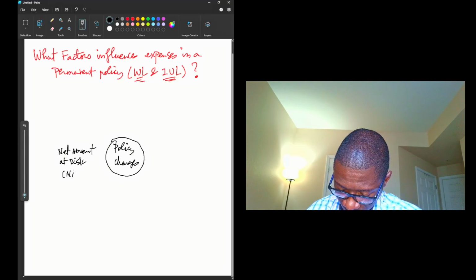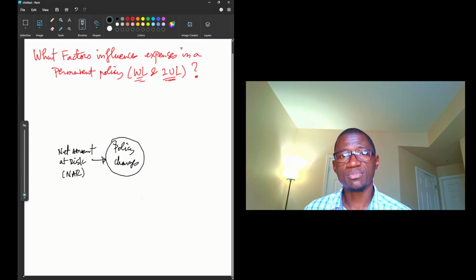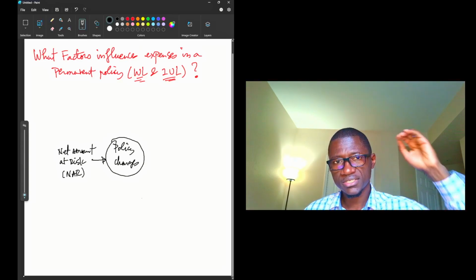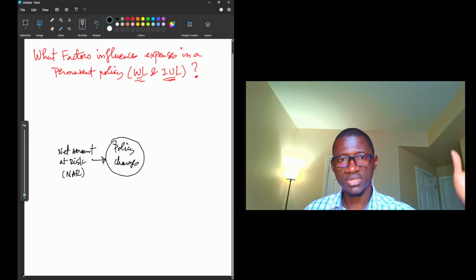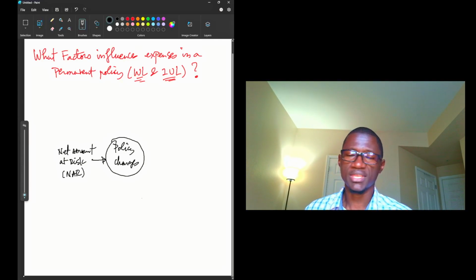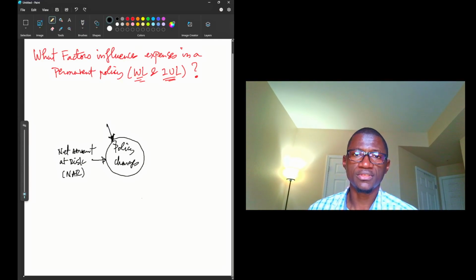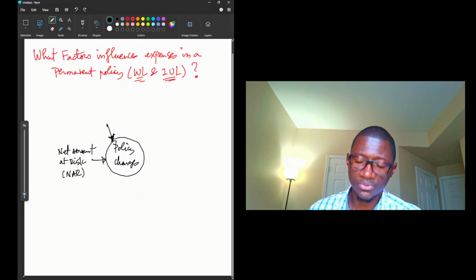or NAR. The net amount at risk is how much money the life insurance company has to come up with if you pass away. The higher this amount is, the more expensive insurance is, regardless of how old you are. The next factor we'll review here is the cash growth.